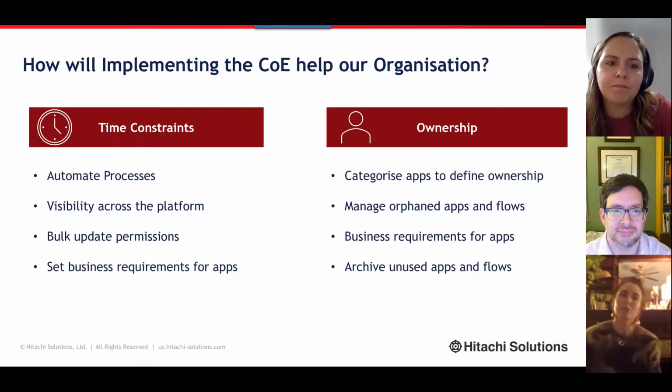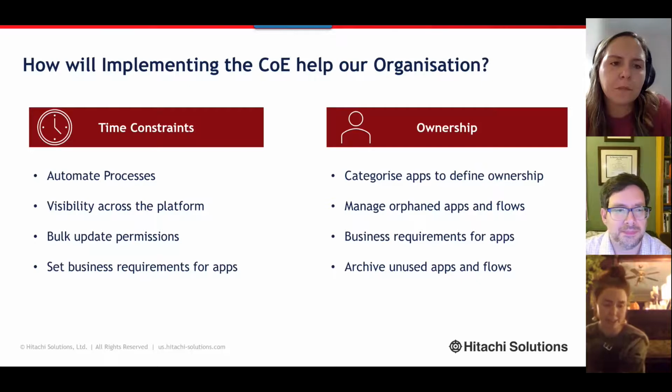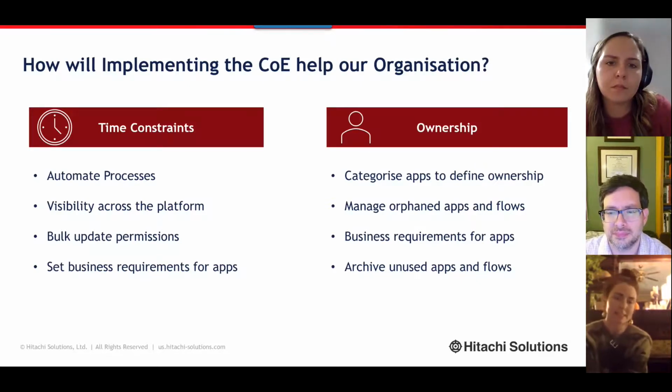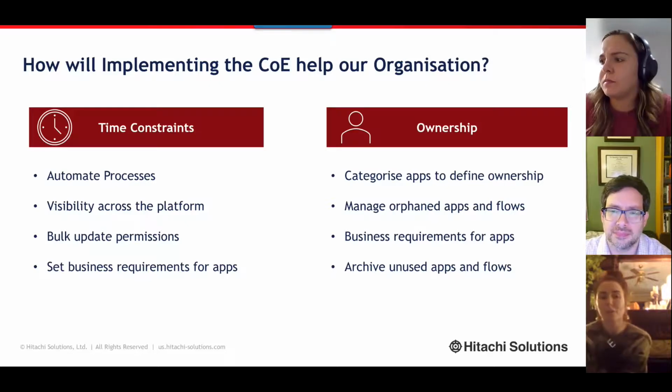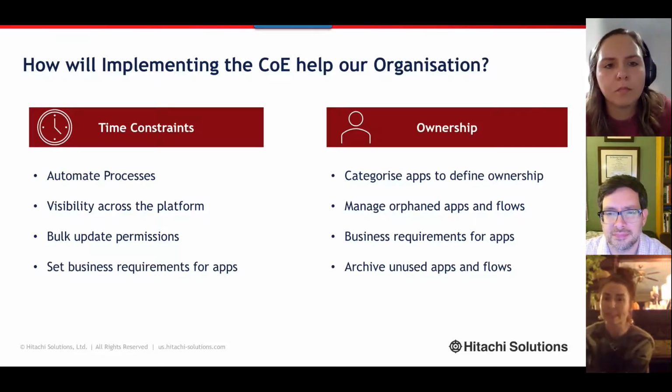So now that we've gone through a couple of things here, how will implementing these tools help our organization? So we saw from a time constraints perspective, IT admins are going to be like, oh my God, it's going to take so much time. But when you implement the Center of Excellence starter kit, you're going to be able to have complete visibility across the platform, so you no longer have to hassle Bob or Joe to ask them how their application is going. You're also going to be able to bulk update permissions from a single Canvas app, set business requirements, and also automate a ton of processes such as environment requests.